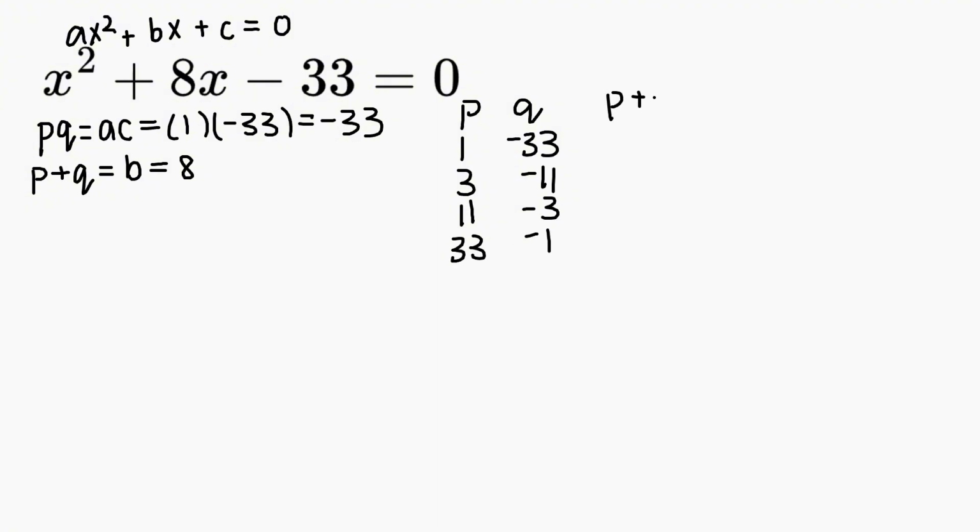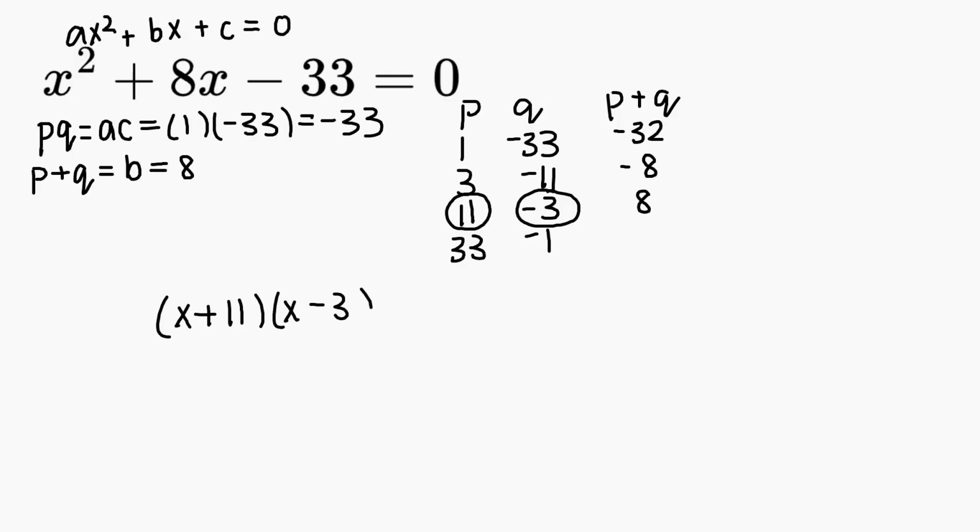Taking a look at the sum, we get that this is -32, -8, and this is +8. We know we have 11 and -3. So we know our factors are going to be x plus 11 and x minus 3. It's going to be equal to 0. So we know it's going to be x equals -11 or x equals 3.